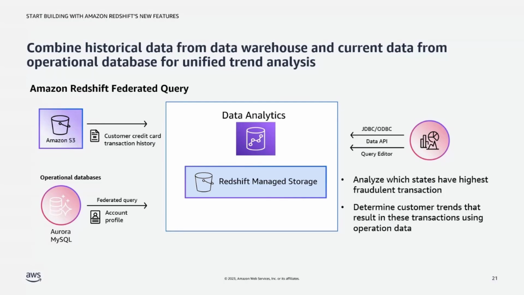So for data sources, for the history data, we are going to use customer credit card transaction history. For the operational data, we are going to use account profile. Account profile is the latest and live information of a customer's credit card profile or customer profile. And we will load the hot data into an Amazon Redshift local table. Let's go through the demo.